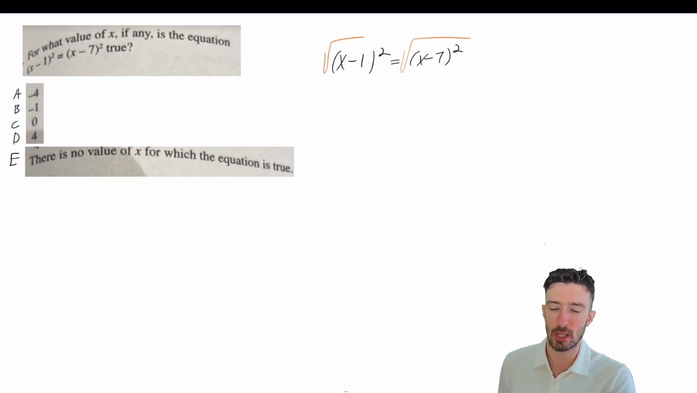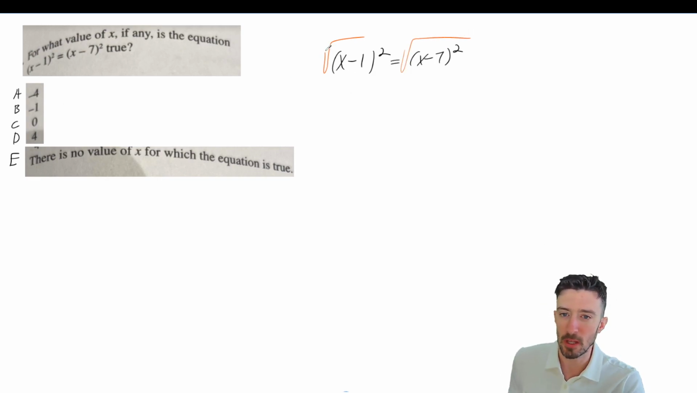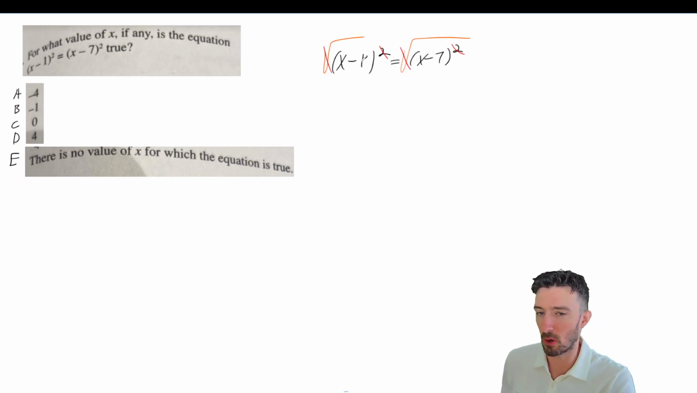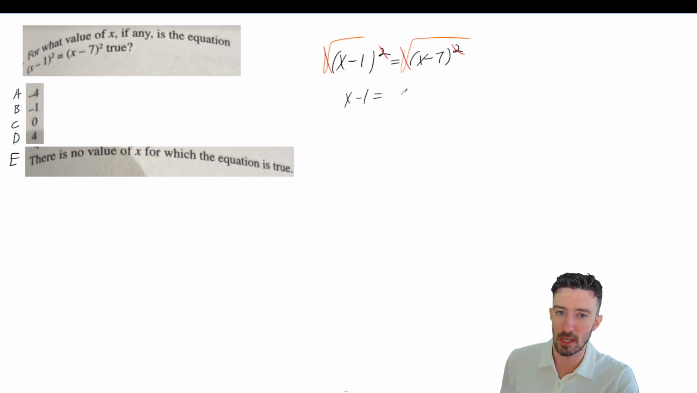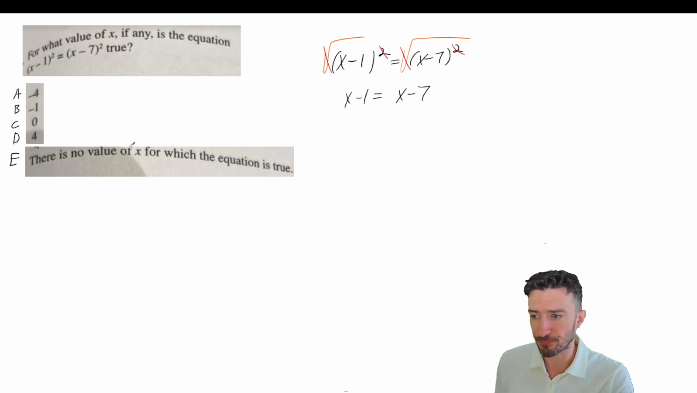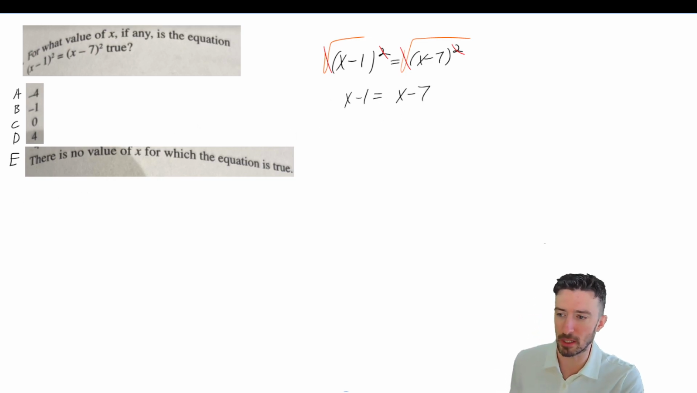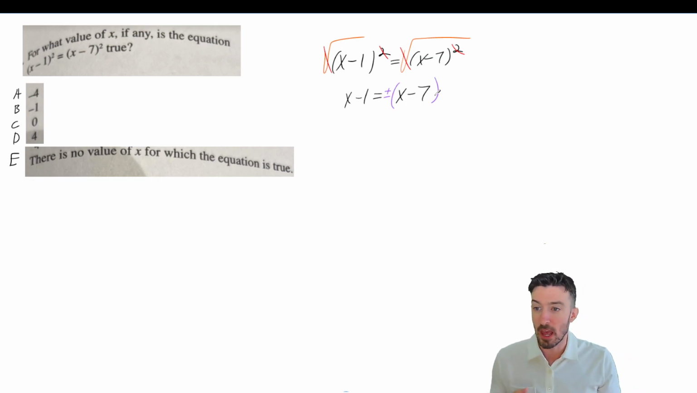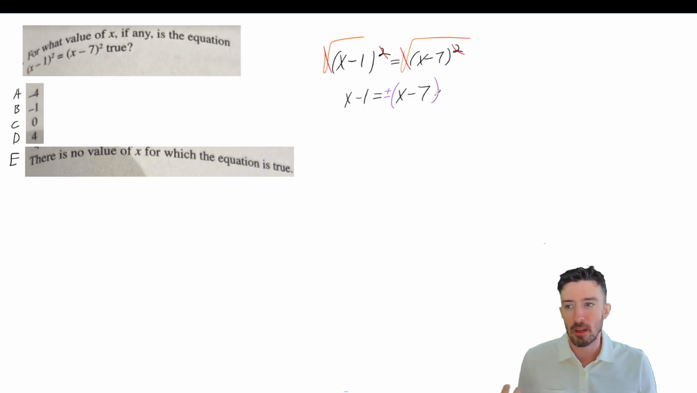That's a little tricky though. You've got to be a little careful with that. You can't just take out the squares and call it a day and say x − 1 equals x − 7. You could do something like that: you could say it would equal plus or minus (x − 7). And we could run from there.